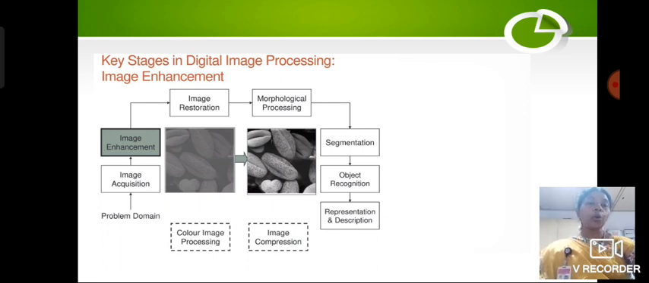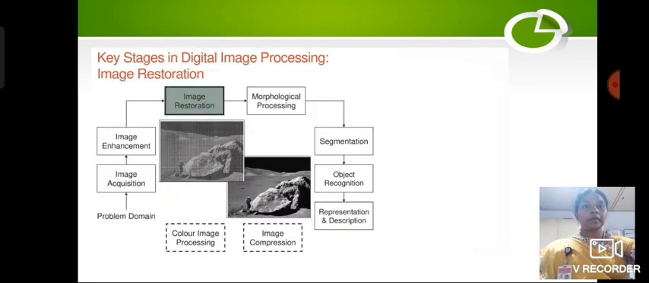The image may be of somewhat low quality. Then we can use enhancement concepts like sharpening the image or removing noise. There are a lot of noise removing algorithms, and to enhance the image we can use sharpening algorithms and smoothing algorithms. There are a lot of algorithms used to enhance the image. And this is image restoring.